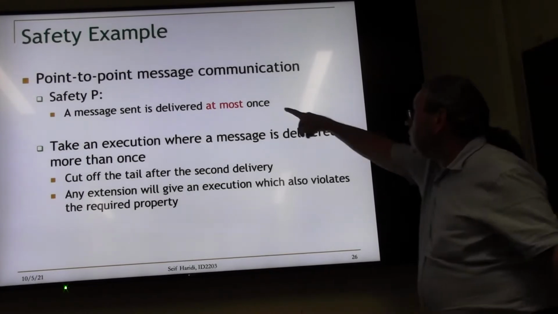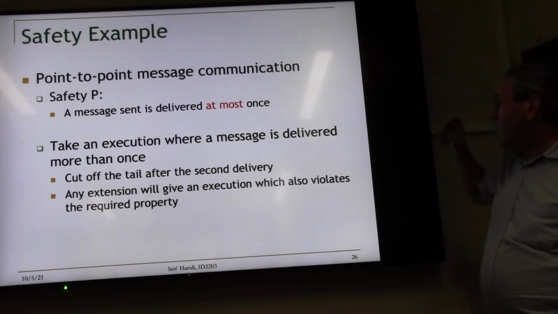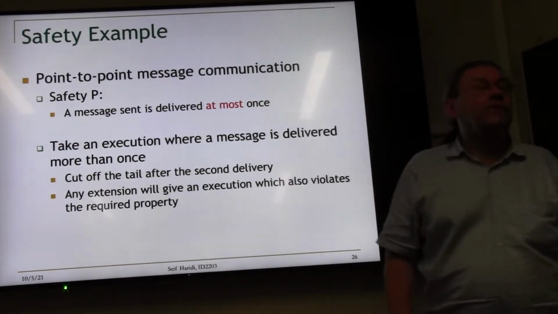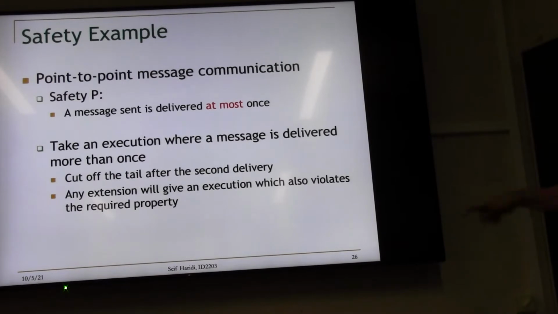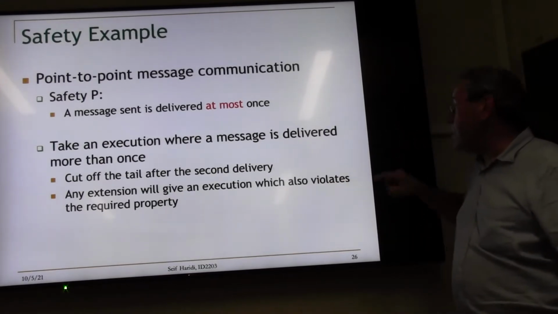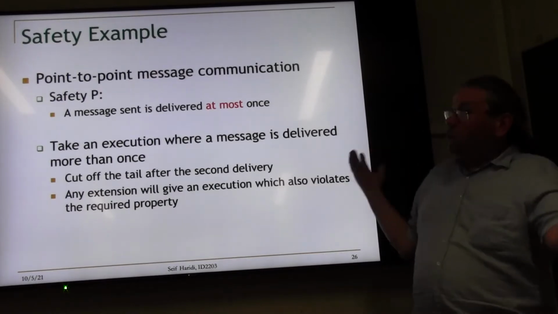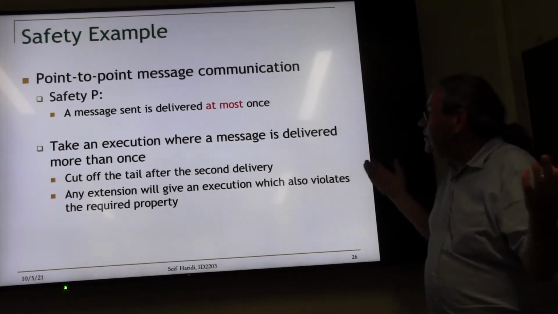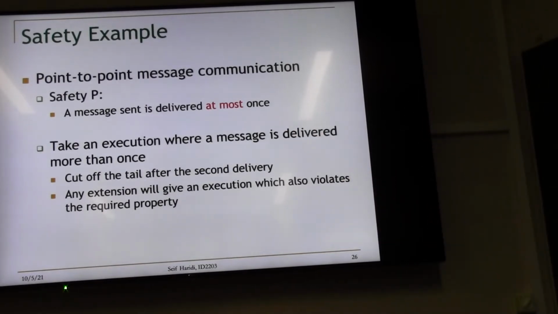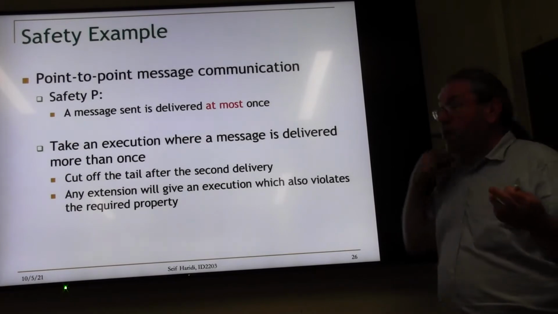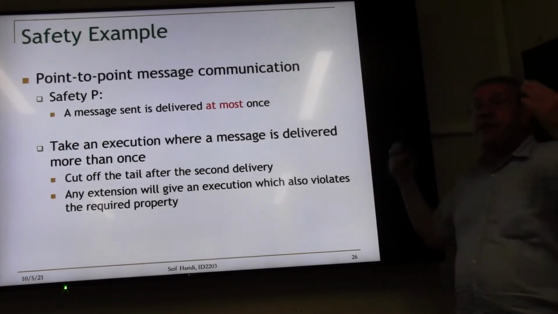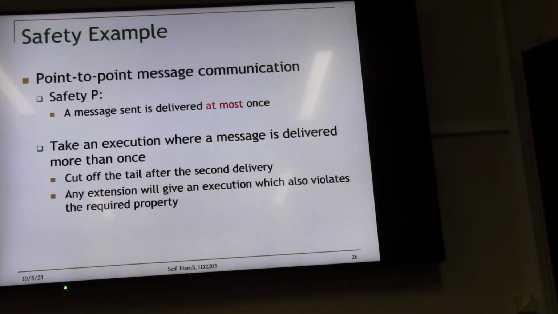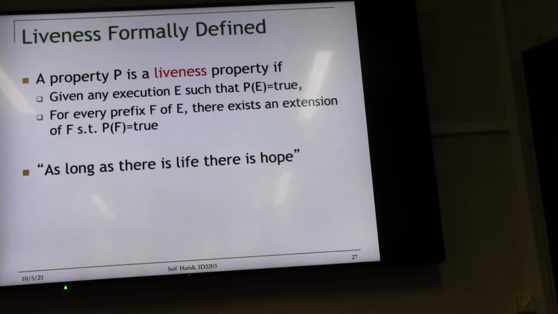So this is a safety property because you can break it. Assume the message is delivered more than once, which is making this false. So you take the two deliveries and you take the prefix. You cut off the tail after the second delivery, and any way you can extend it, it will always be at least twice, okay? So the property will stay broken. You see? So with a safety property you cannot undeliver. Things that happen are irrevocable, okay? So that's an example of safety, that you can break the system.